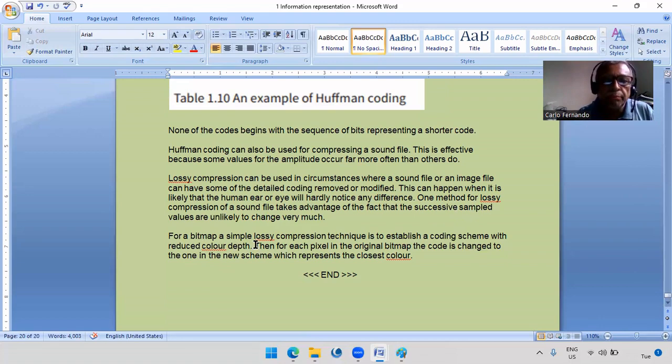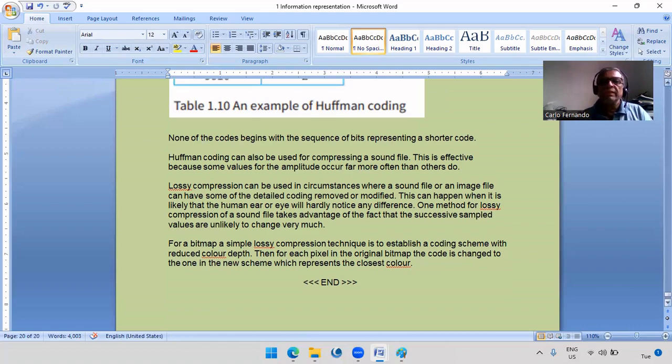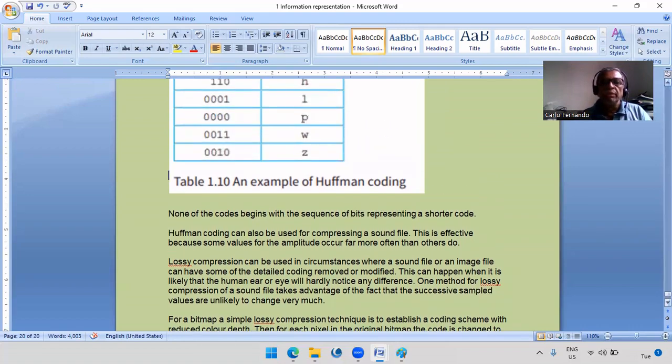For a bitmap, a simple lossy compression technique is to establish a coding scheme with reduced color depth. Now, remember what you learned, color depth. If you reduce the color depth, the file size reduces. Then for each pixel in the original bitmap, the code is changed to the one in the new scheme which represents the closest color. So that is the end of chapter 1.